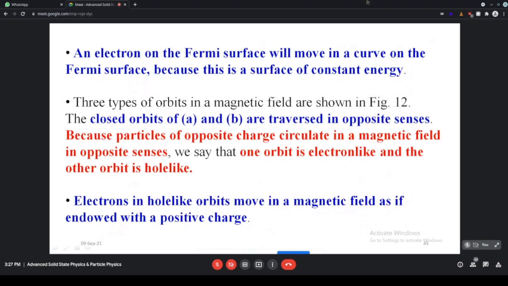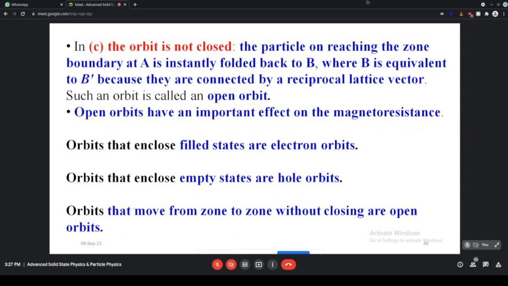Therefore what we can say, we can classify the Fermi surface into three types. Let me write here: if that orbit is not closed, suppose a particle reaches point A, then again that goes to B dash, and B dash is thus back to the B, or B is equivalent to B dash.